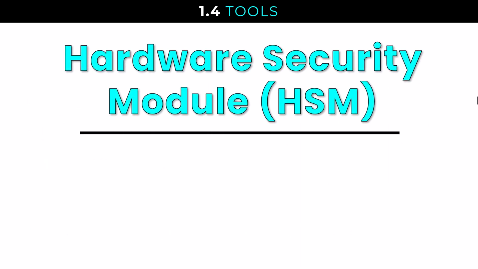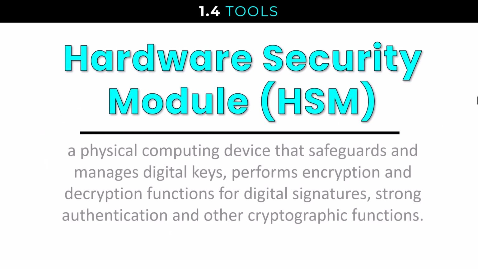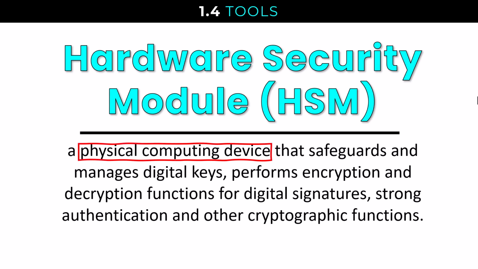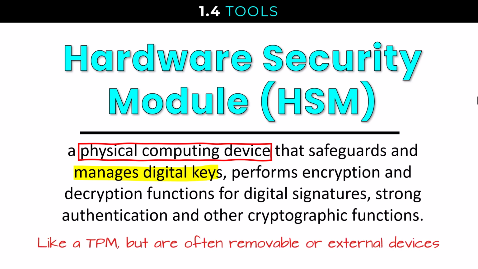Next, we have the Hardware Security Module, or HSM, which is a physical computing device that safeguards and manages digital keys, performs encryption and decryption functions for digital signatures, strong authentication, and other cryptographic functions. It's like a TPM, but are often removable or external devices where the TPM is a chip on the motherboard and it's going nowhere.